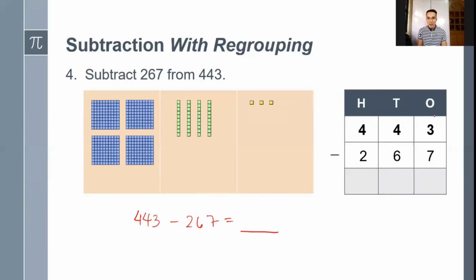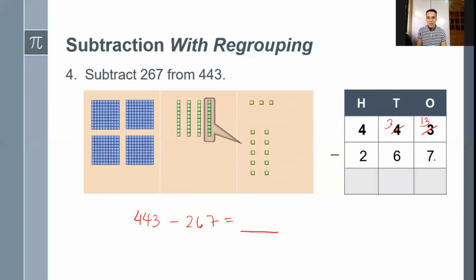The ones in our place value chart are 3 and 7. We have 3 ones, and we're going to take away 7. And it can never happen, right? We don't have enough number of ones. So what do we do? We need the help of our neighbor, the tens. So we have to regroup the tens. 1 ten is the same as 10 ones. Therefore, we have now 13 ones, and we have now 3 tens left.